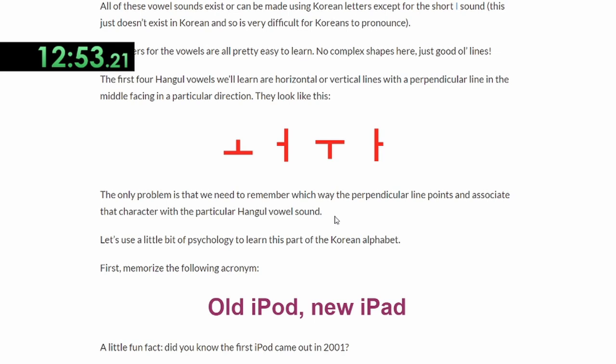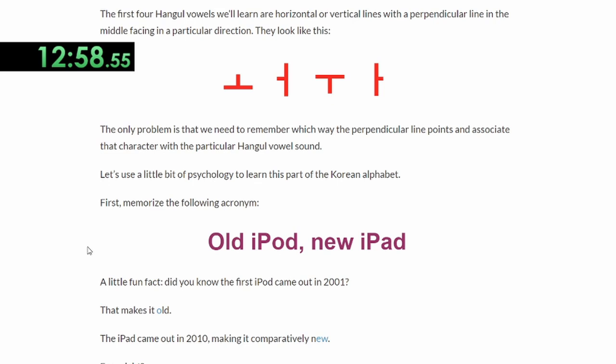Let's use a little bit of psychology to learn this part of the Korean alphabet. First, memorize the following acronym. Old iPod, new iPad.